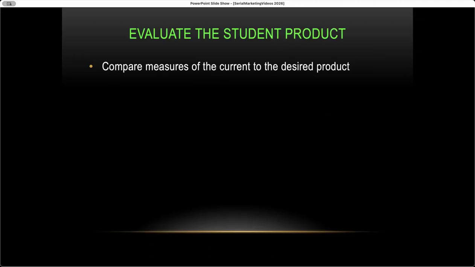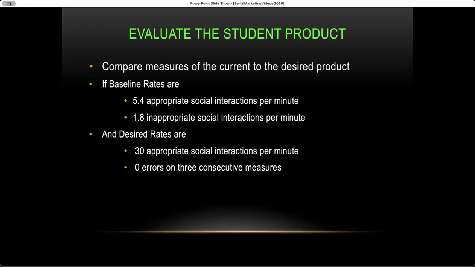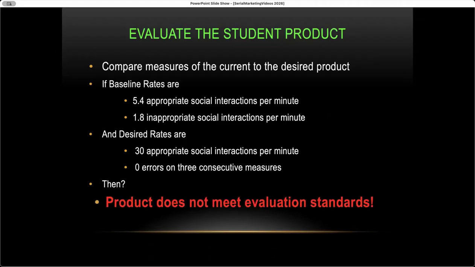Evaluate the student product. Compare measures of the current to the desired product. If baseline rates are 5.4 appropriate social interactions per minute, 1.8 inappropriate, and desired rates are 30 appropriate social interactions per minute and 0 errors on 3 consecutive measures, then the product does not meet evaluation standards.